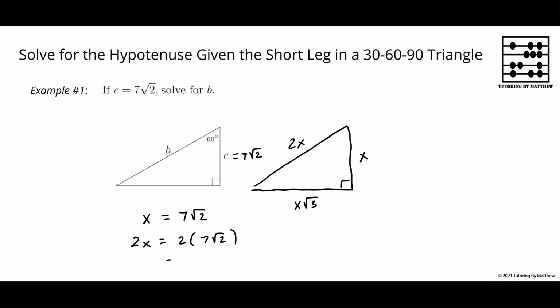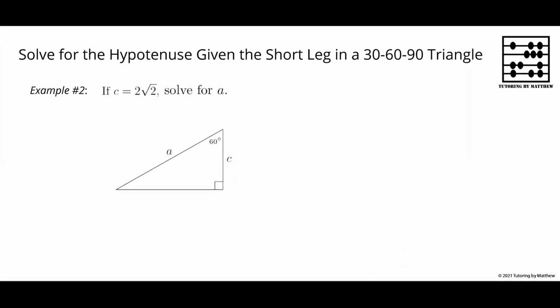Therefore, the value of B is the same as 2x. B equals 14 square root 2. Or more simply put, it's double the short leg. Let's take a look at example number 2.